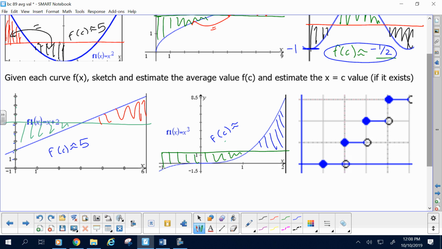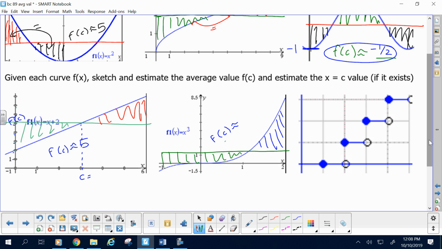I forgot to call your attention to the directions. I want to go one better. It says, given each curve, sketch and estimate the average value F at C. So we did that. I also am saying estimate the X value at which the C is happening. So in other words, this is F at C. F at C is the Y value. C represents the X at which the average value is made.